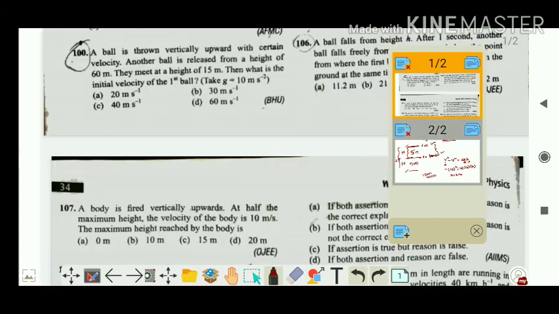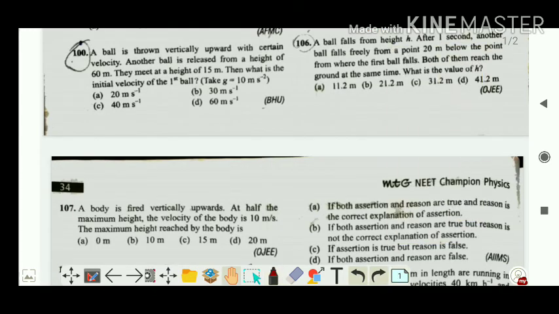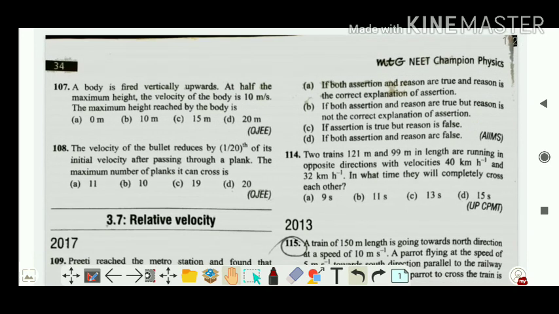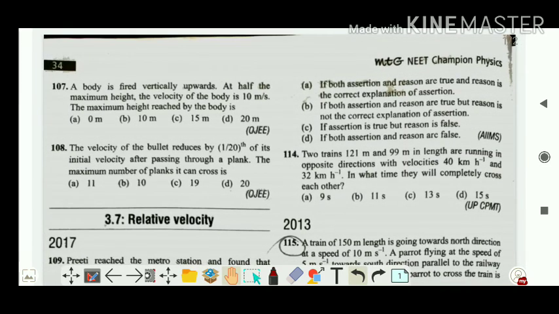We'll go for the next question. Okay, again I have to drag on. So let's take the 108th question.